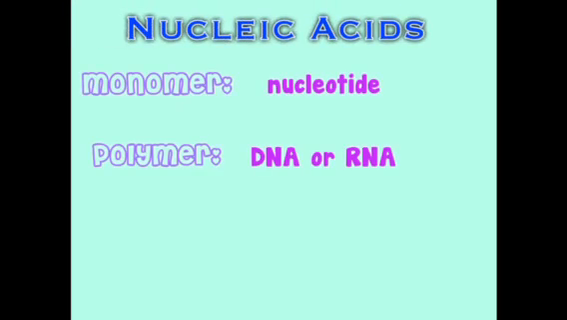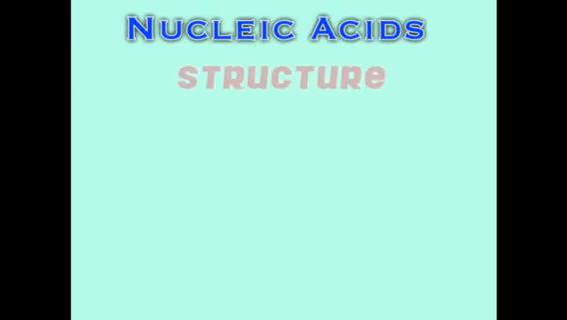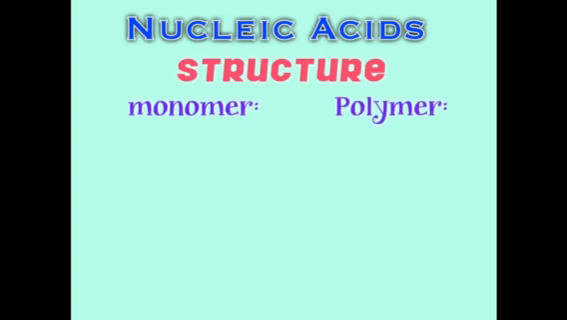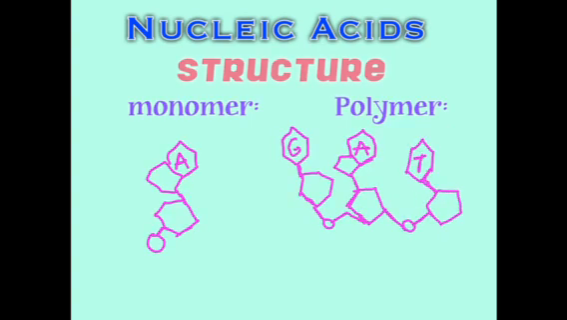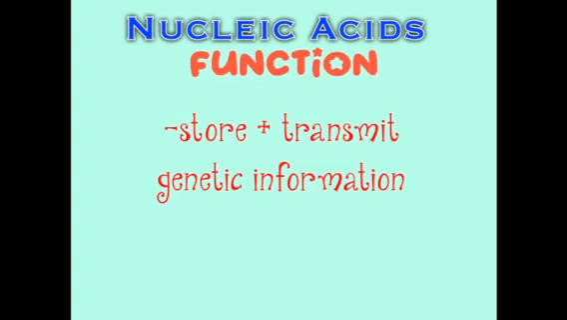Nucleic acids. Their monomer is nucleotides and their polymer is DNA and RNA. Here's the structure of a nucleic acid monomer and polymer. Their function consists of storing and transmitting genetic material.